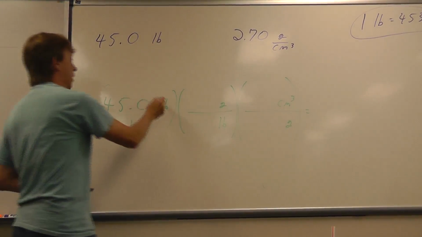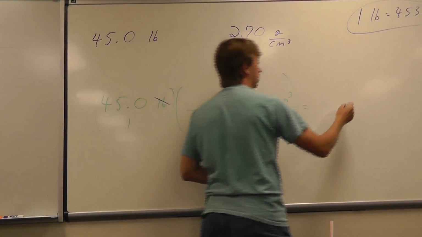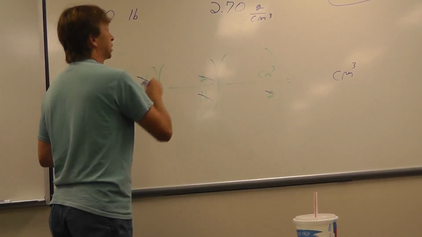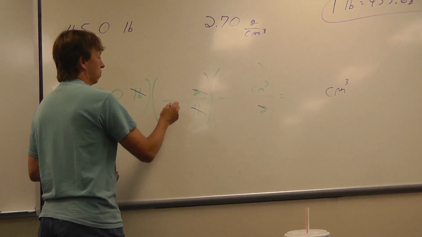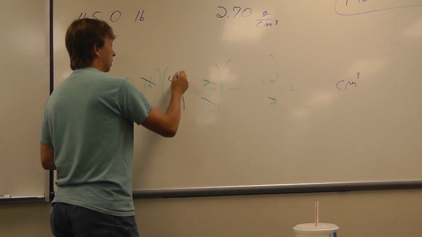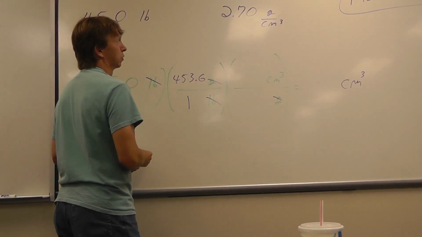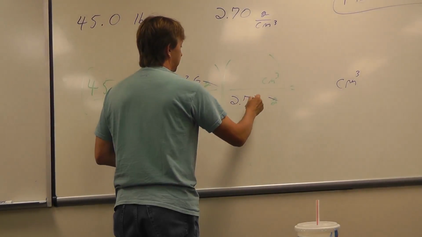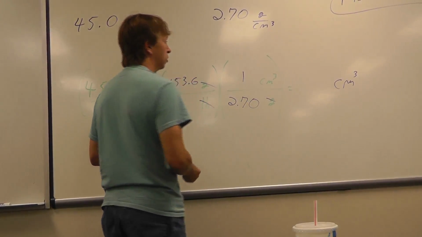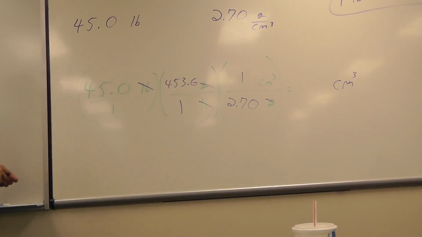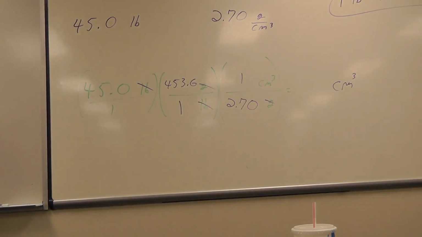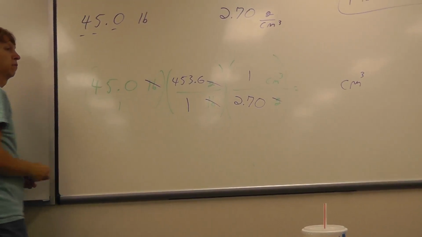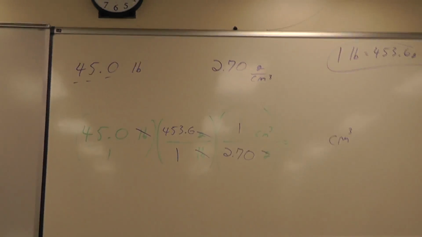And once we know for absolute certain that the units work out the way we want them, then we can go back and start thinking about numbers. 1 pound, 453.6 grams, 2.70 grams, 1 cubic centimeter. And then you do the numbers, and then you round it off to 3 significant figures, and then you're done.